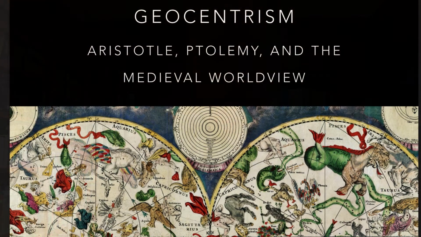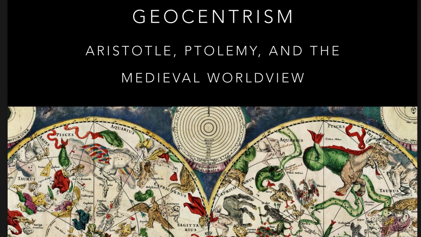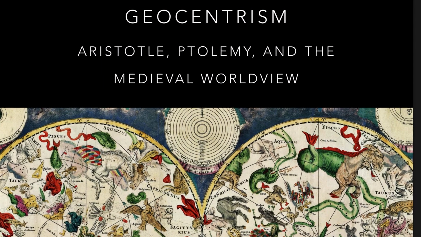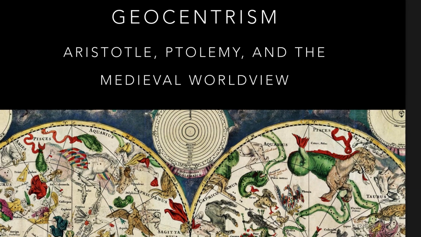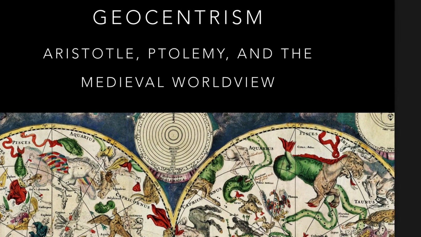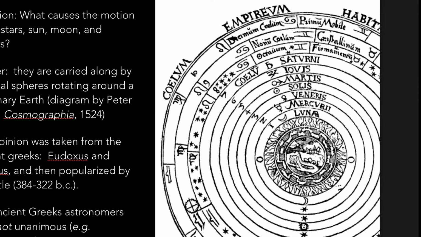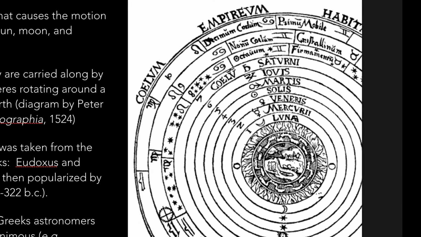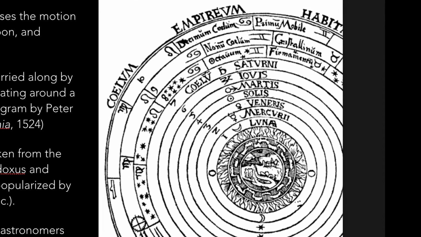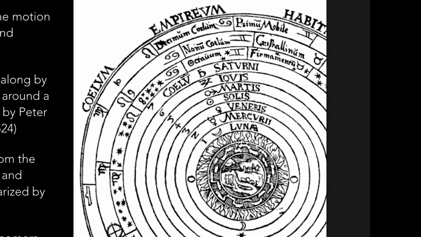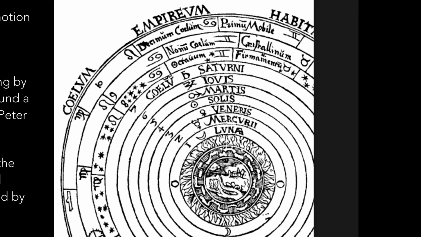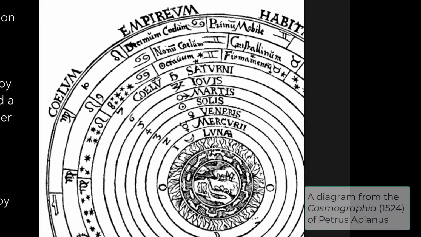So I am entitling this slide Geocentrism, Aristotle, Ptolemy, who is a later Greek, Roman Greek North African astronomer, and the medievals. Okay, so here on the right-hand side of this slide, I show a diagram drawn by Peter Apian from his Cosmographia in 1524.